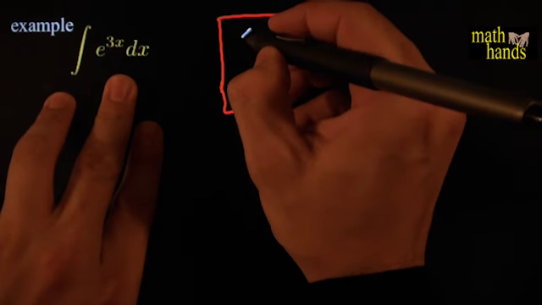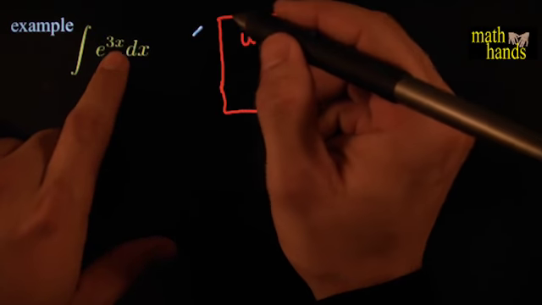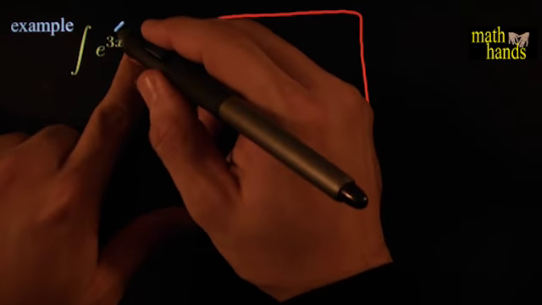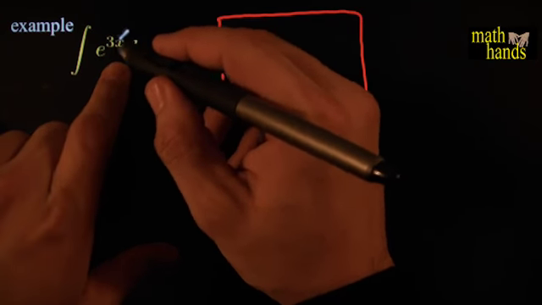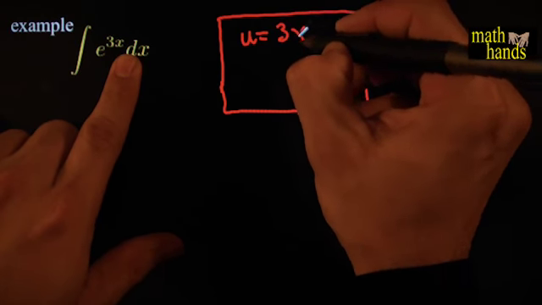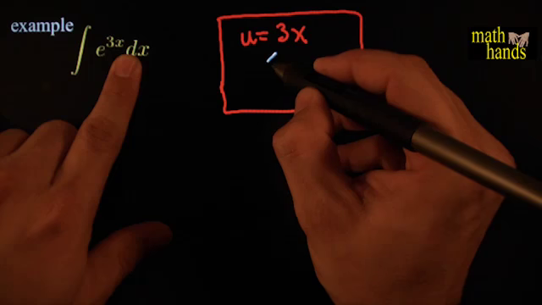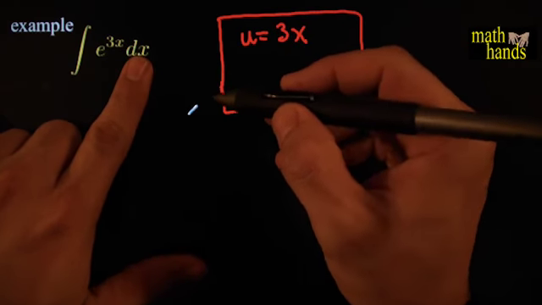So we make a little dictionary. I'm going to make my u. This is the only tricky part, figuring out what to make your u. I could make my u e to the 3x. I could make my u dx. That would be a little crazy. I can make my u a lot of things. The obvious one here would probably be to make u equal 3x. And a lot of times the choice is not so obvious, and so that's where practice comes along.